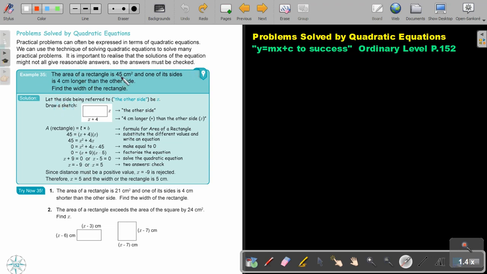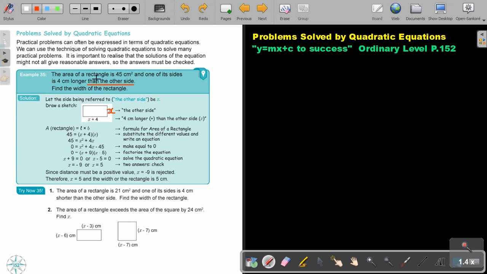The area of a rectangle is 45 centimeters square, and one of its sides is 4 centimeters longer than the other side. Find the width of the rectangle. What I usually tell learners is, the side they refer to, make that one x. So if they say 4 centimeters longer than the other side, they refer to the other side, so make that one x. Then this one will be x plus 4. If it's shorter, then it's x minus 4.